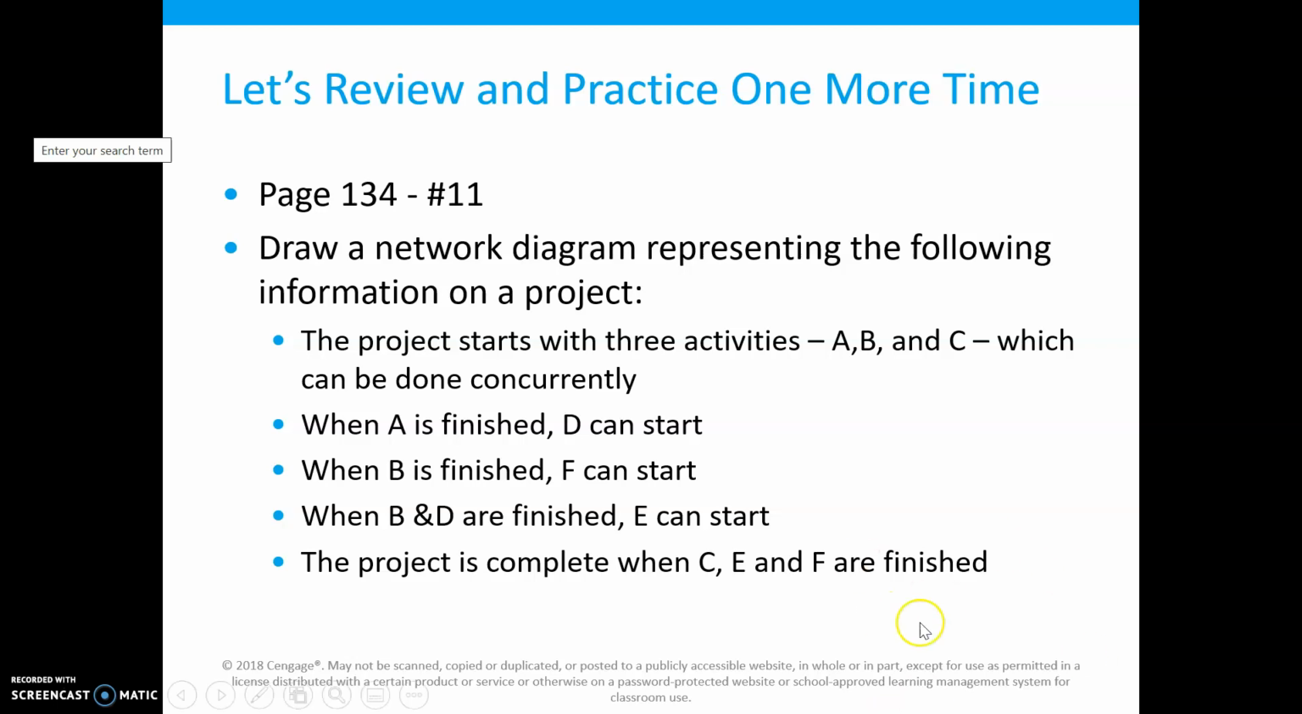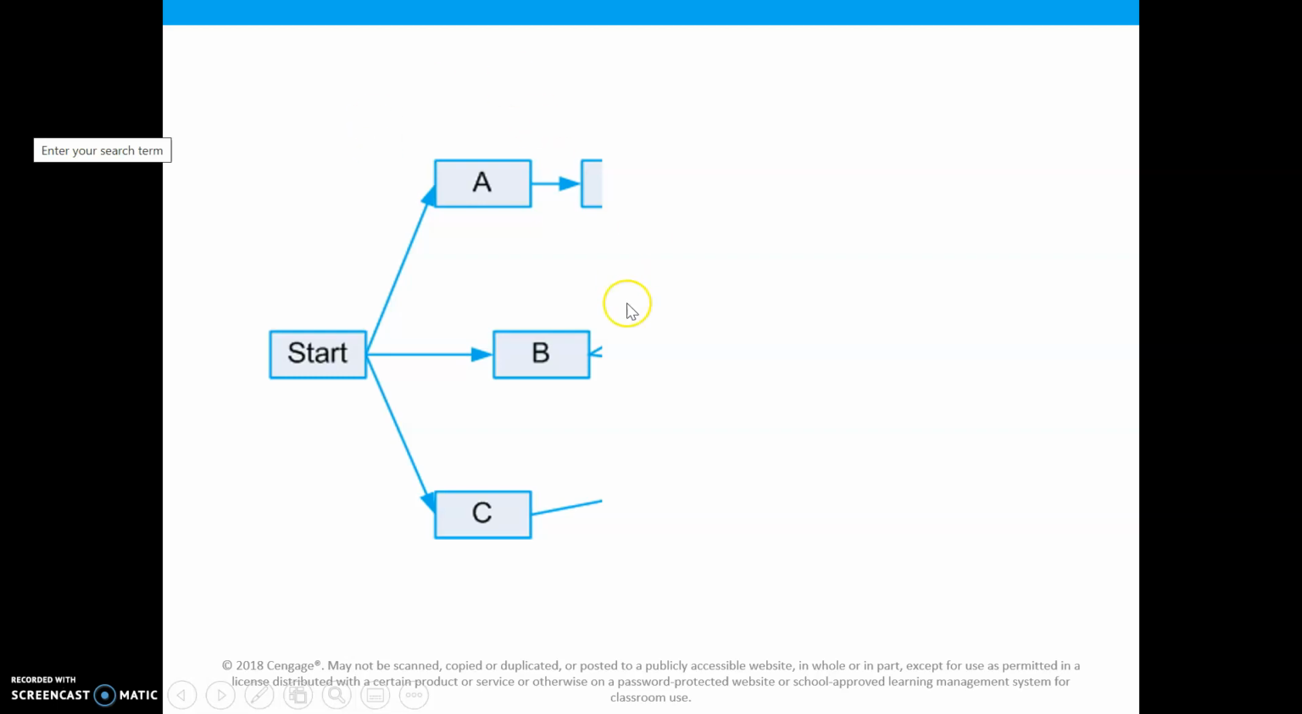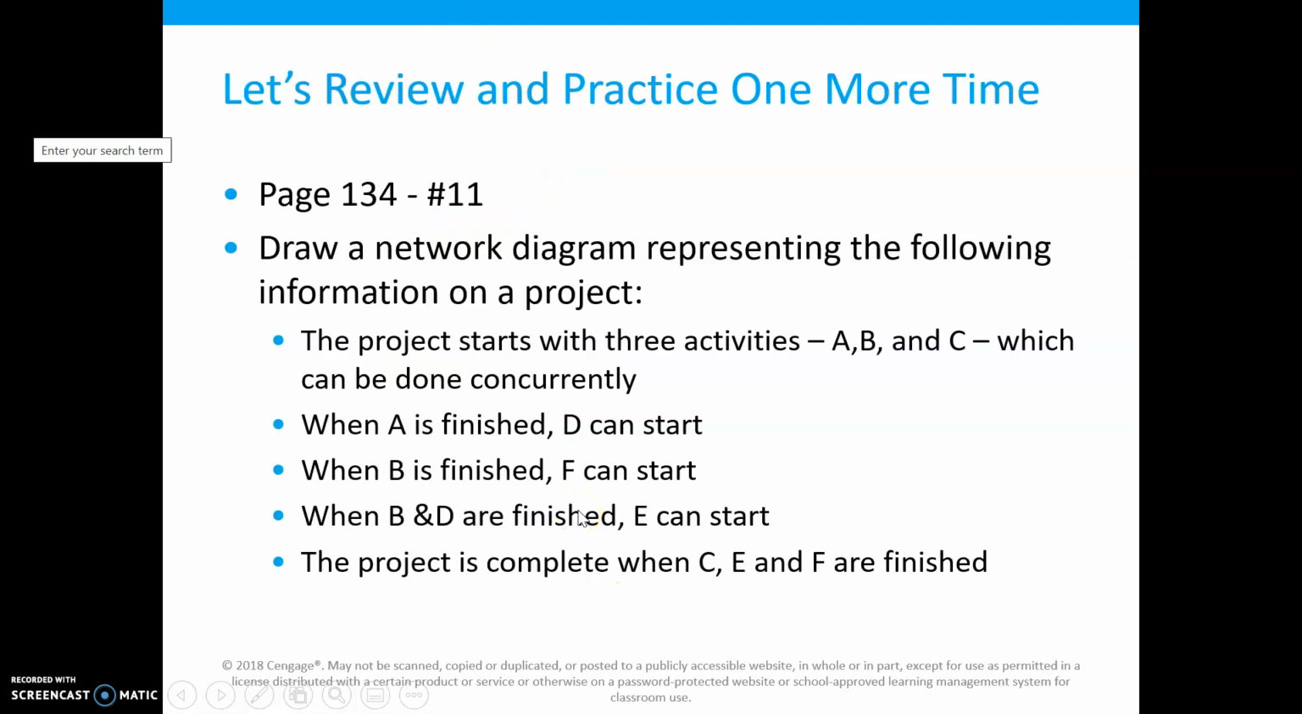So let's start with bullet number 1. The project starts with 3 activities, A, B, and C, which can be done concurrently or at the same time. So this is what that's going to look like. We have our start, and we can go A, B, and C. They can all be done at the same time.